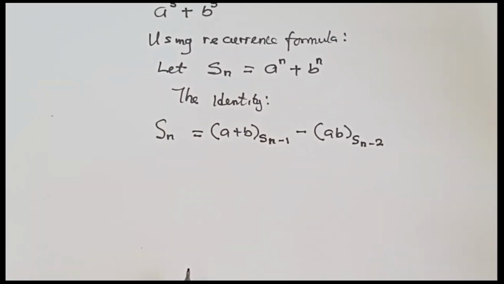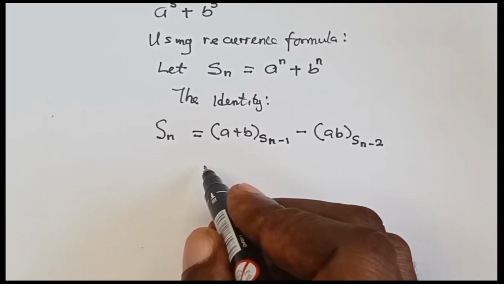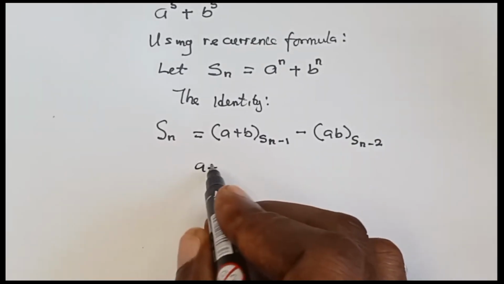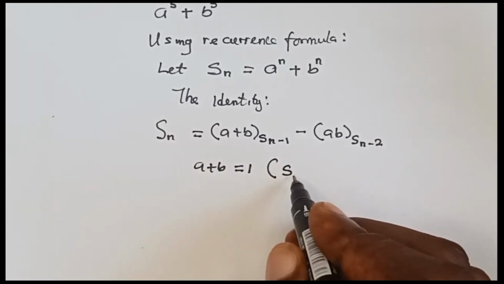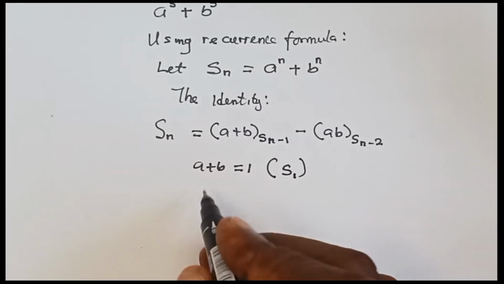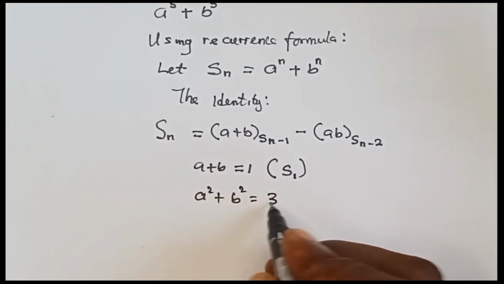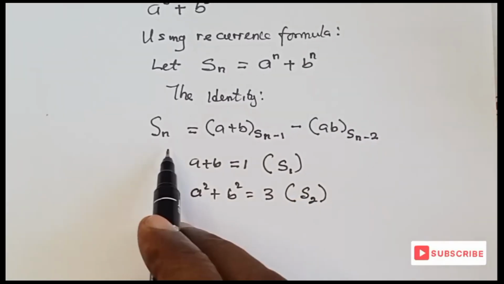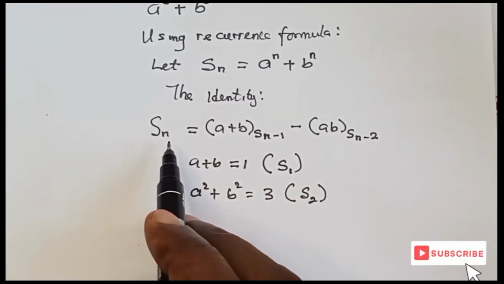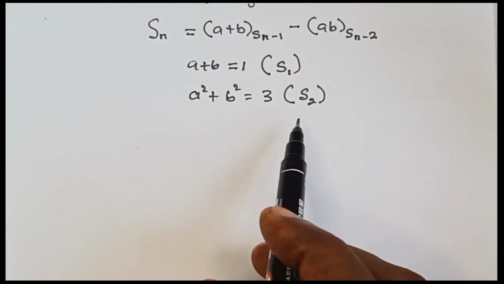Alright, so from here we have our ab, which we found to be minus 1, and we are given a squared plus b squared equals 3. Our a plus b is 1, and that represents our S1. And then a squared plus b squared is 3, and that represents our S2. So for us to find the sum of the fifth power, we need our S3, we also need our S4.